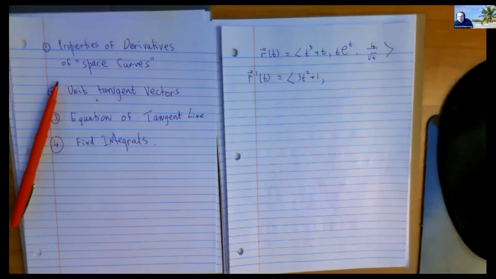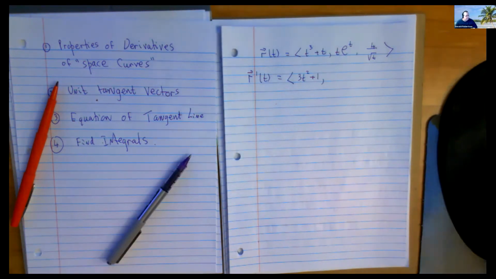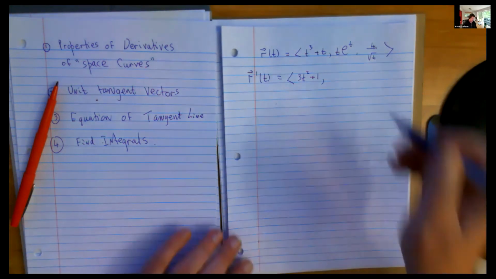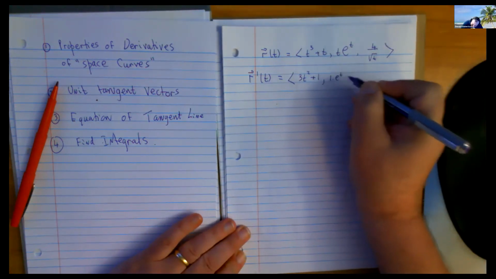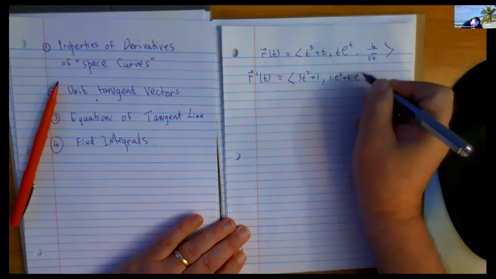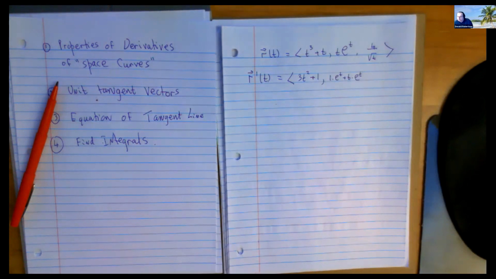How do you differentiate t e to the t? 2t e to the t. Product rule. It is product rule. So it depends on how you want to do it, but you do 1 times e to the t plus t times e to the t. Right, that's the product rule.